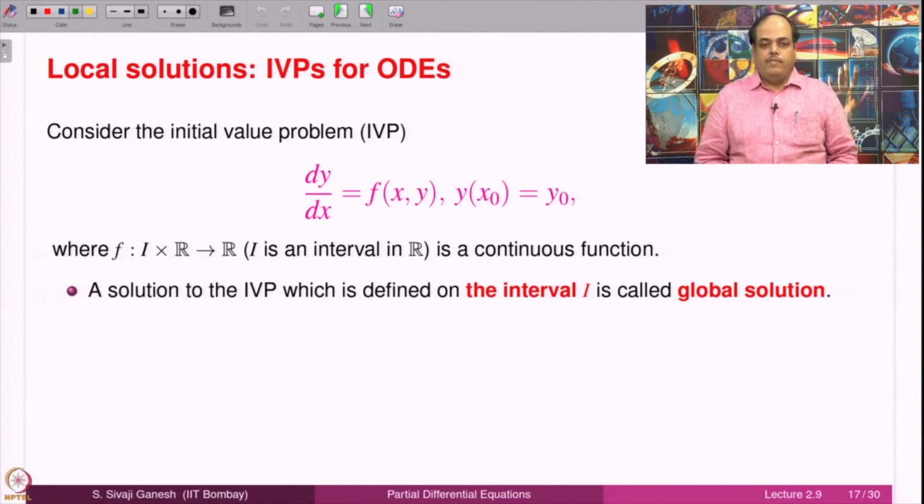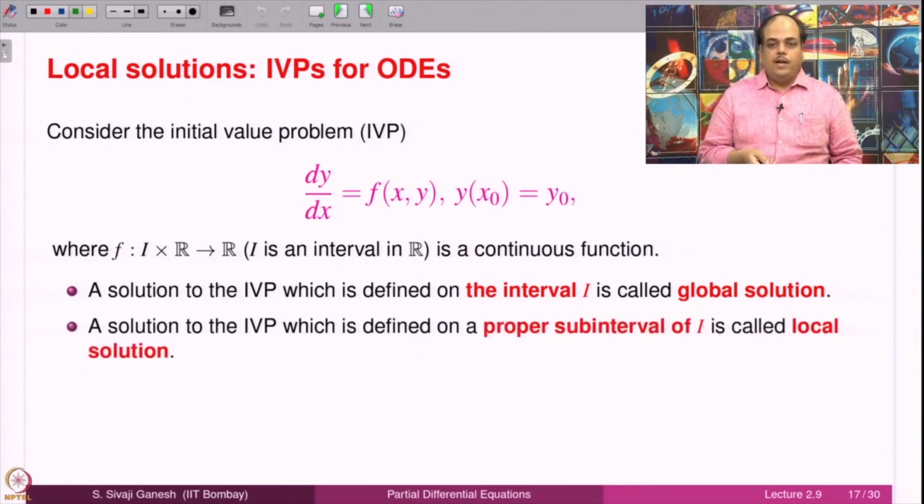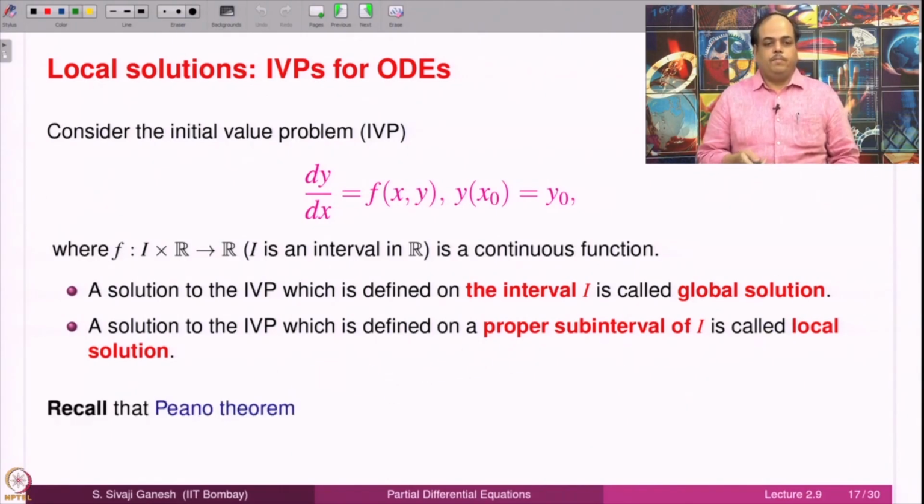Now, a solution to the IVP which is defined on the interval I is called a global solution. What is I? I is here. This ODE makes sense for x in I, and if you have a solution which is defined for every x in I, we call it a global solution. Imagine it is not the case and the solution is defined only on a subinterval of I, a proper subinterval of I, then that is called a local solution.